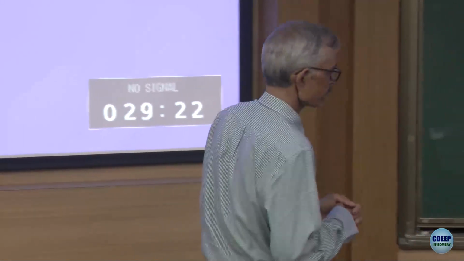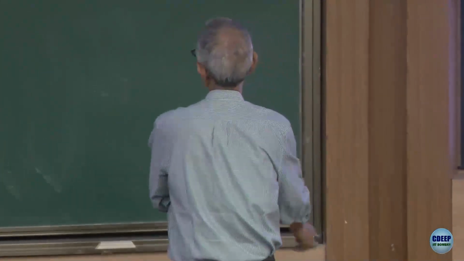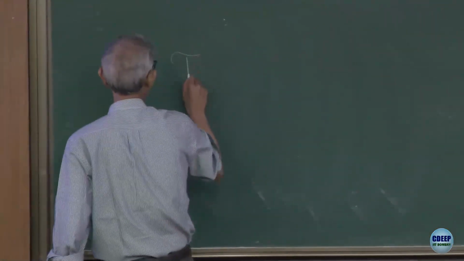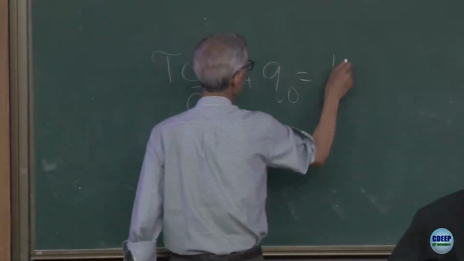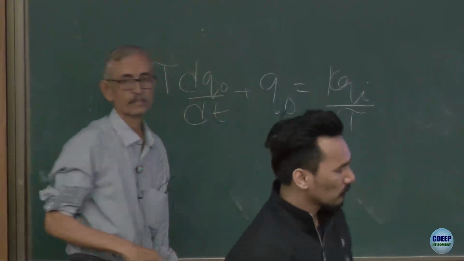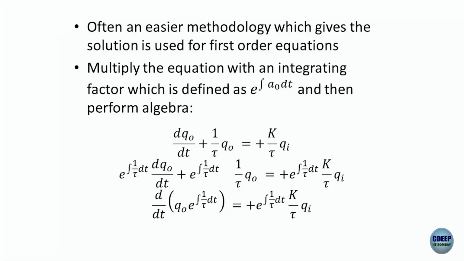So we were looking at the solution to an equation which has one derivative in it, and we had something like tau dqo/dt plus qo equals something. So that was our equation.